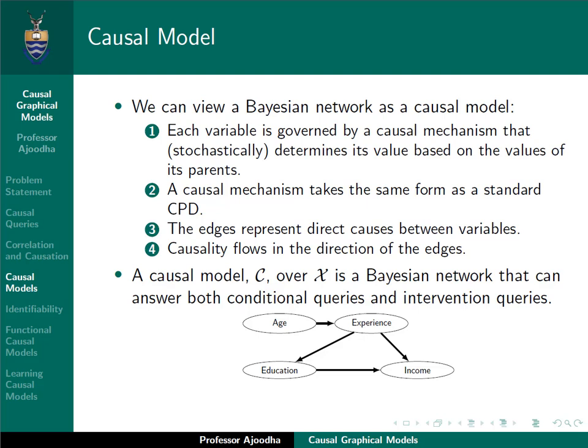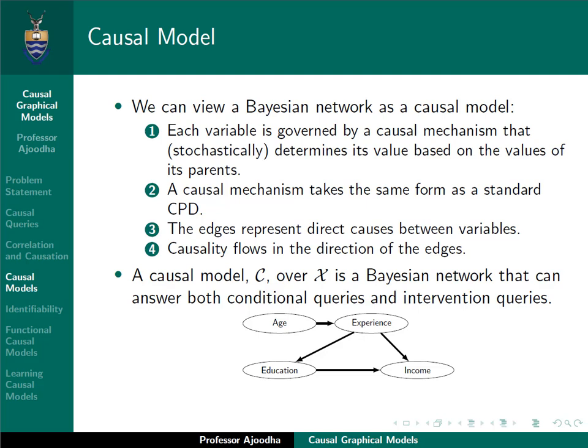All right, so let's now introduce the idea of a causal model. So what is a causal model? It can be viewed as a Bayesian network with causal semantics. Each variable is governed by a causal mechanism. This mechanism determines the value of the variable based on the value of the parents, just like we did before. The edges represent direct causal relationships. This was not as before. Before it was just correlations. Now they are directed causal relationships, and causality flows in the direction of the edges. So there's a literal flow of causation in these arrows now.